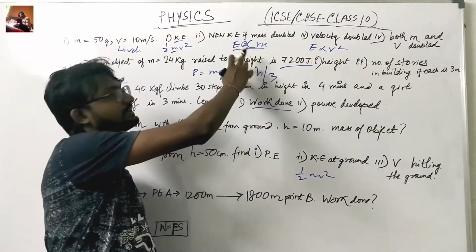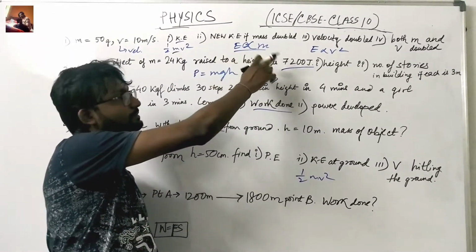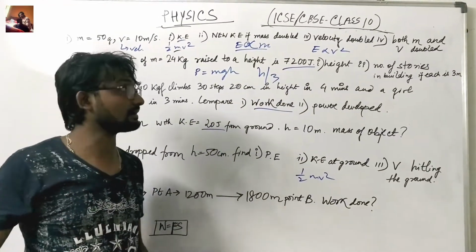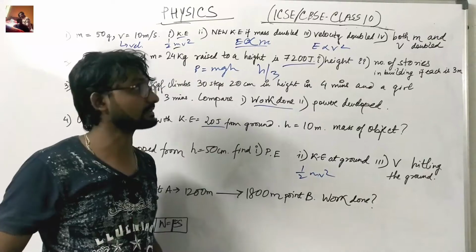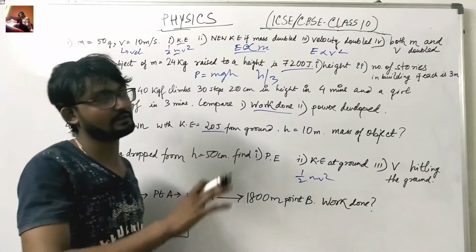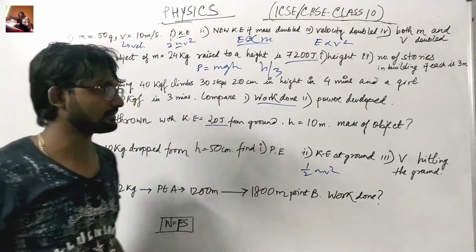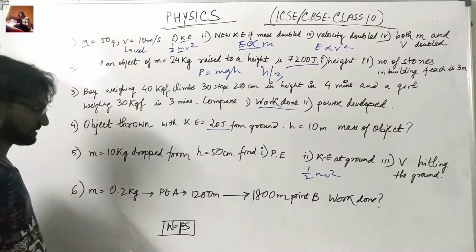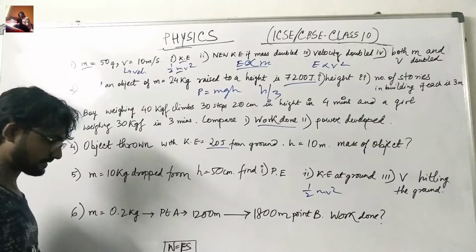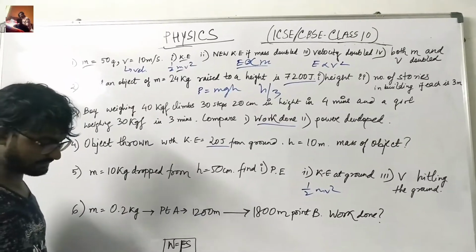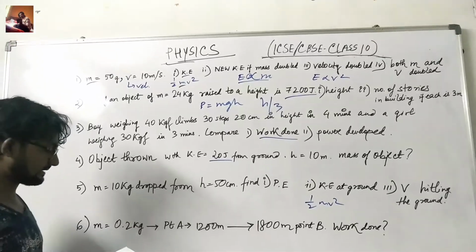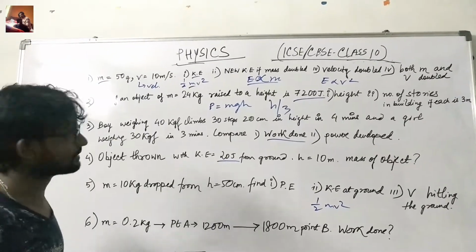So I have written over here that the kinetic energy is directly proportional to mass and directly proportional to the square of velocity. And if both m and v are doubled, you have to double both m and v. So the answers will be: first 2.5 joule, next 5 joule, then the third one 10 joule, and the last one 20 joule.